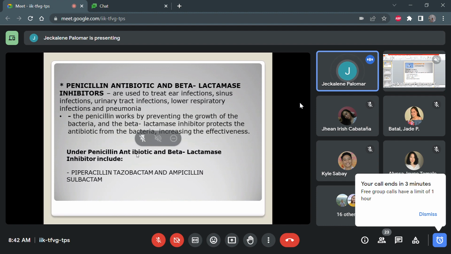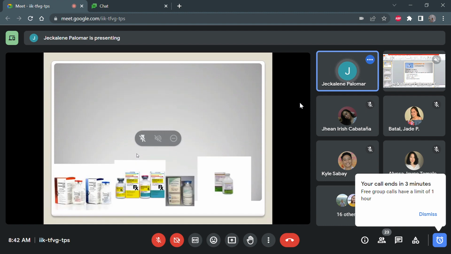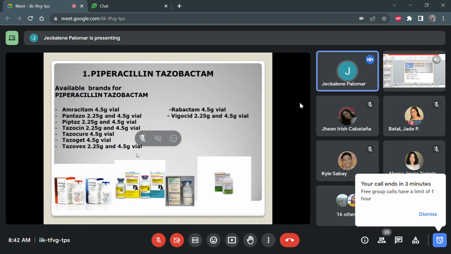What kind of antibiotic is piperacillin? Is it bactericidal or bacteriostatic? It belongs to the bactericidal antibiotics. So, examples of piperacillin tazobactam: there are many. This is also an antibiotic that belongs to the restricted group.